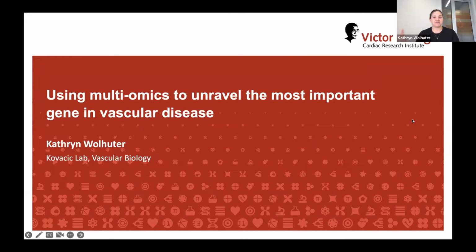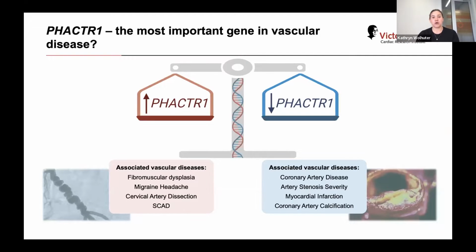So yeah, as Angelo introduced, I'm going to be talking to you about some multi-omics work that we're doing to try and look at the function of perhaps the most important gene in vascular disease. And this gene is factor 1.